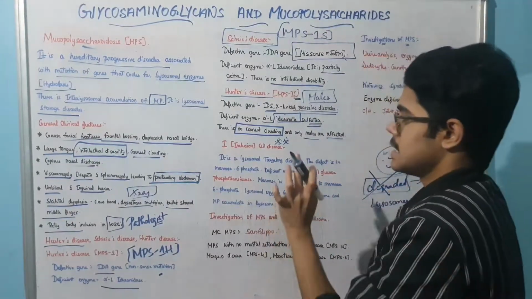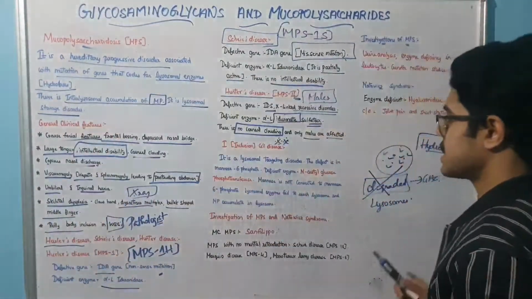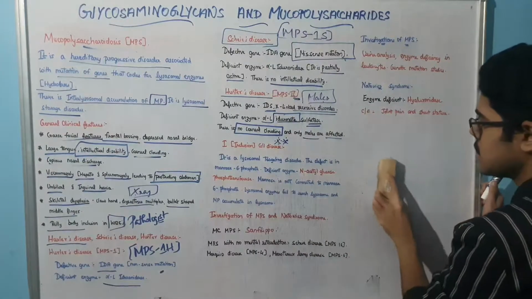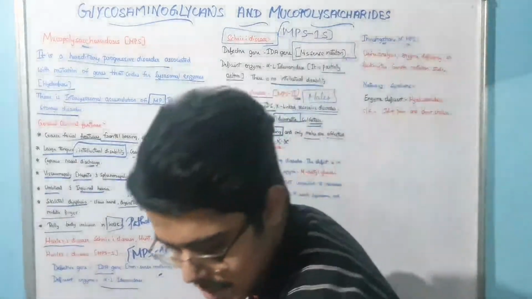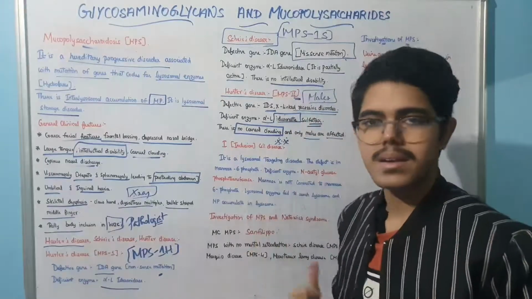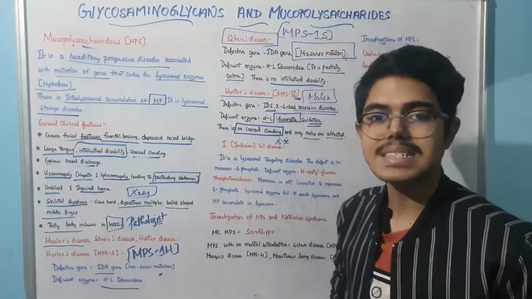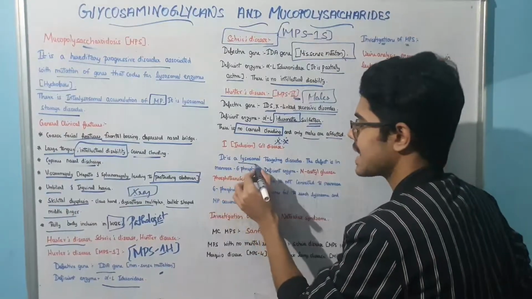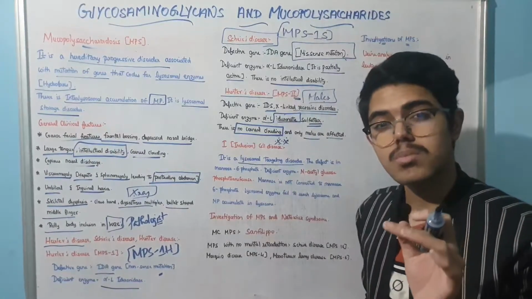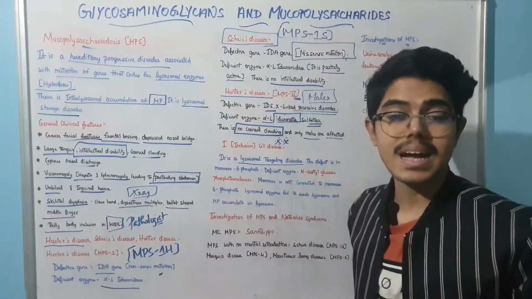Next, we are going to see the I, that is inclusion cell disease. What is this? Listen carefully. Inclusion cell disease is not a mucopolysaccharidosis. Then why did it come here? I am saying it is not a mucopolysaccharidosis. It is a lysosomal targeting disorder, whereas mucopolysaccharidosis is a lysosomal storage disorder.